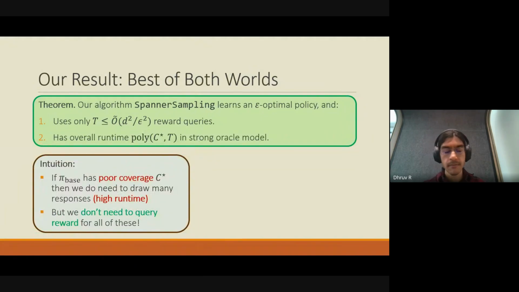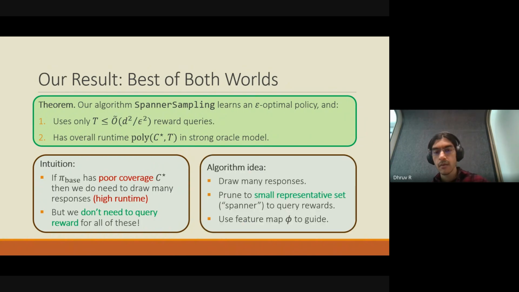So here's the intuition. If the base model has poor coverage of the optimal policy, so C star is large, then we do somehow need to draw many candidate responses, but we don't need to ask the evaluator for rewards on all of these. Instead, we can use the structure of the rewards, the sort of linear structure in the features, to prune a large set of responses to a smaller, more representative set, which we'll call a spanner, and then only query the rewards on the smaller set. And we're using this feature map phi to guide us in how we prune.